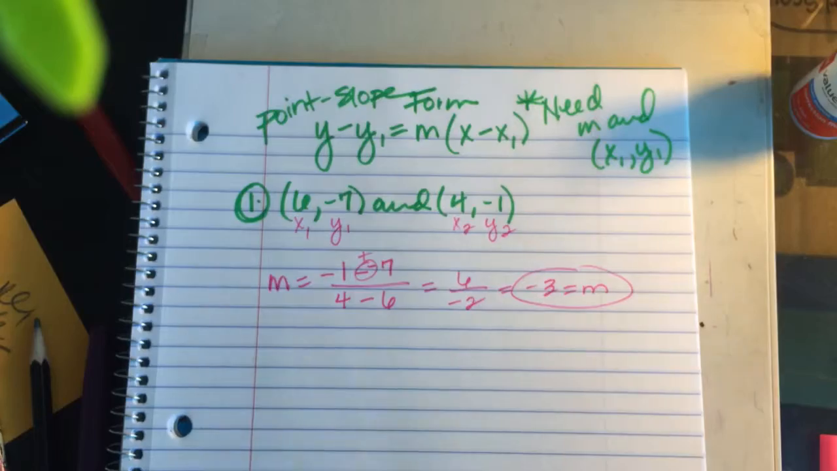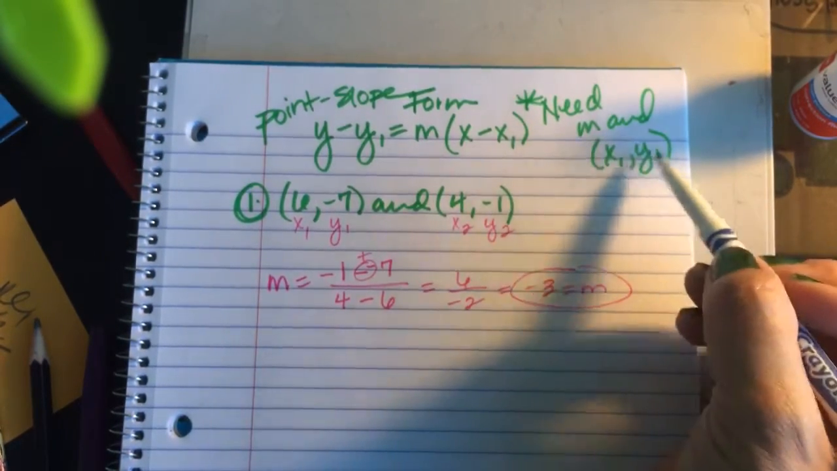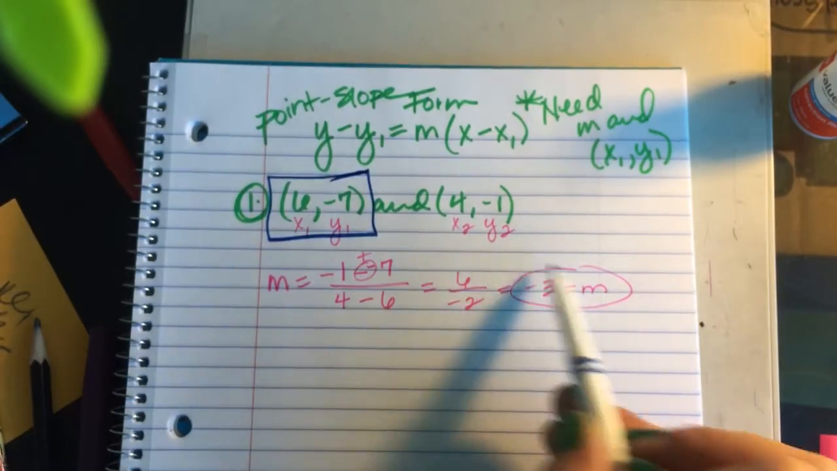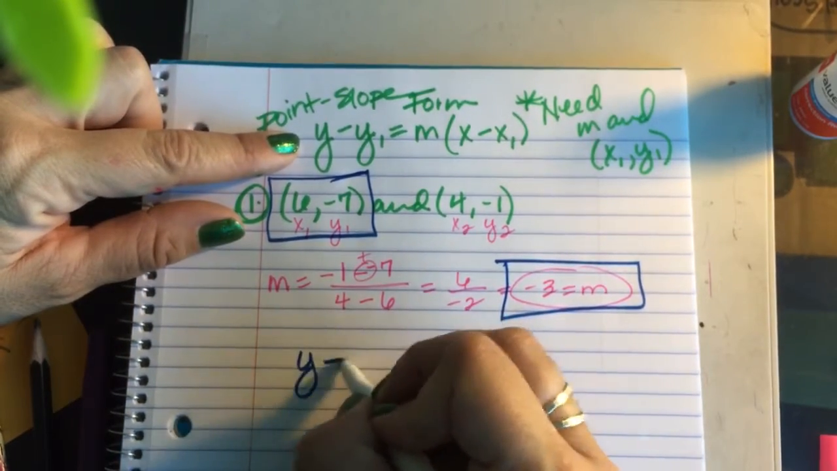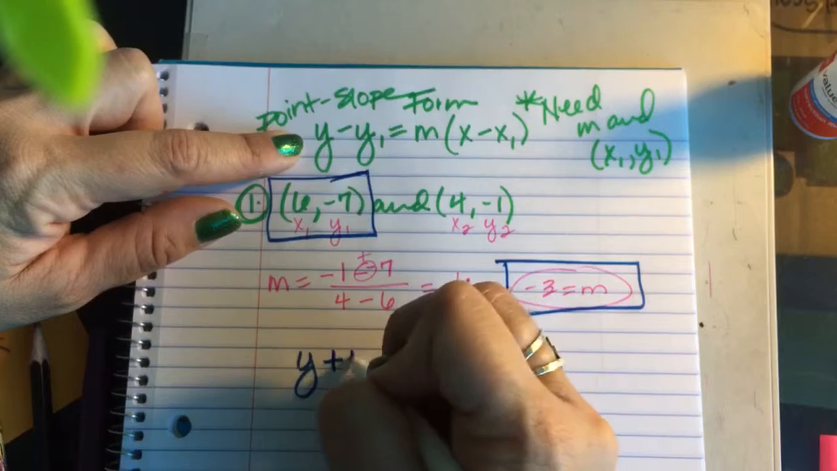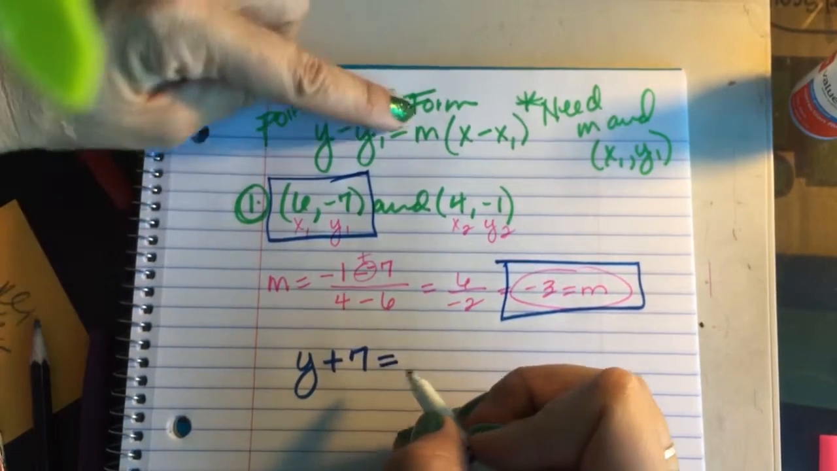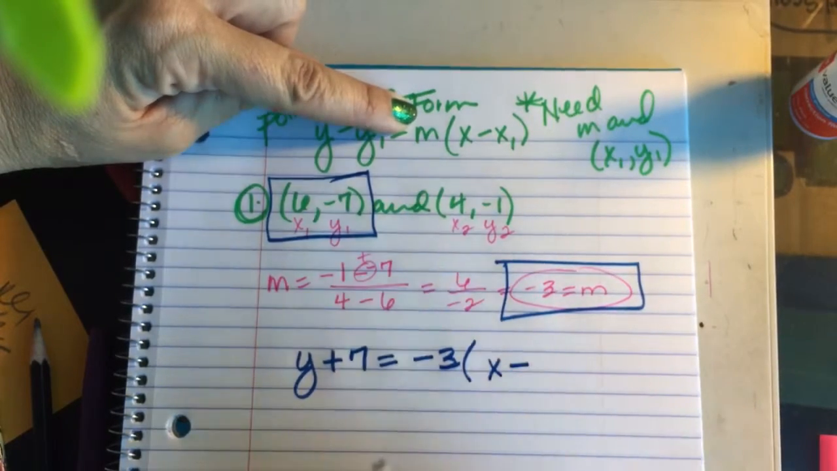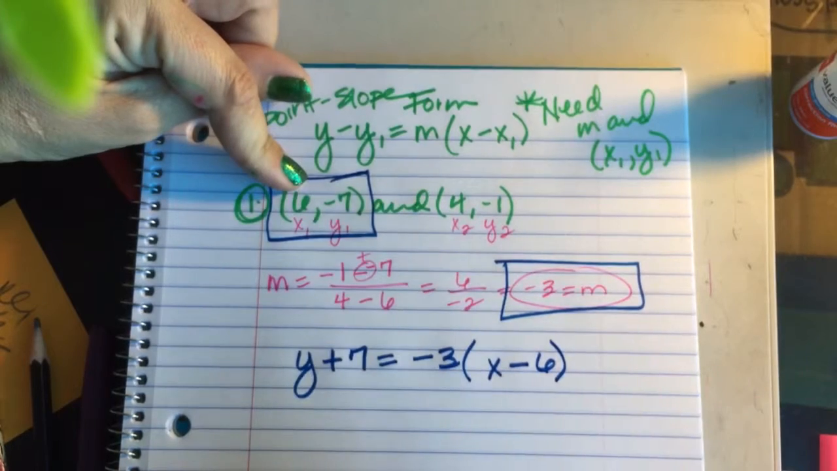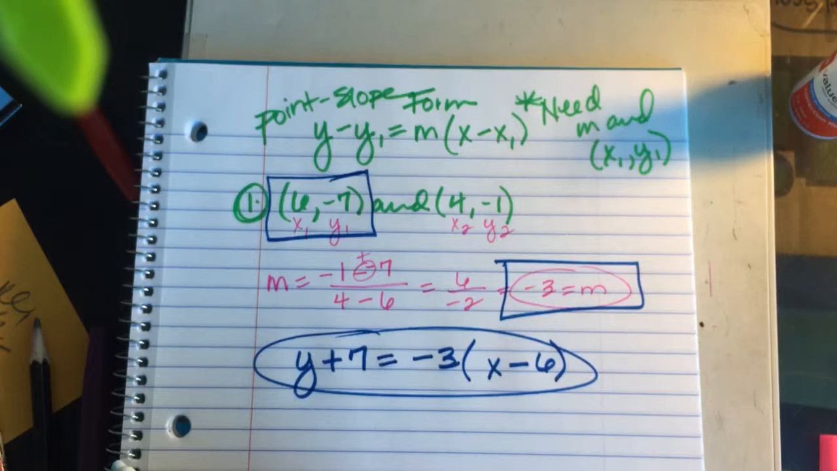Now, once you've got what your slope is, go back and remember in this form, I need my m and I need a pair. Since I labeled that x1, y1, why don't we just use it? So it'll be y minus -7, so that's going to be y plus 7, equals m times x minus 6. And with point slope form, you can stop there.